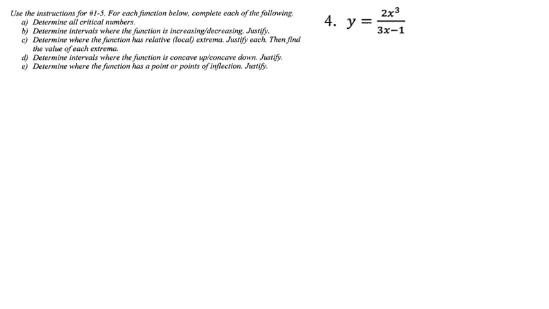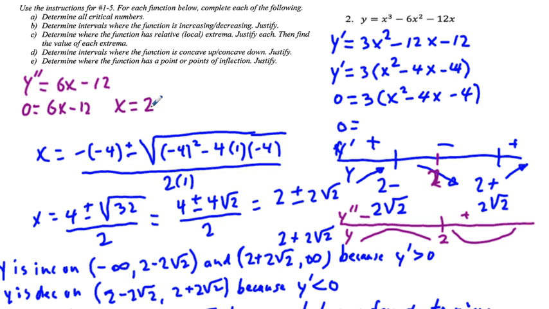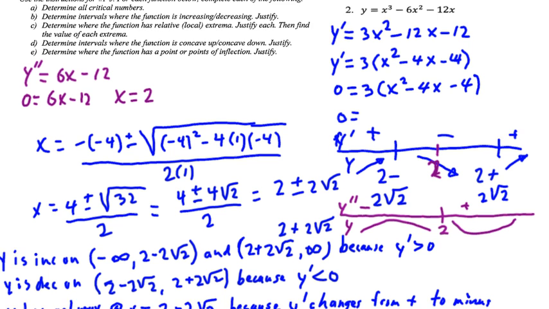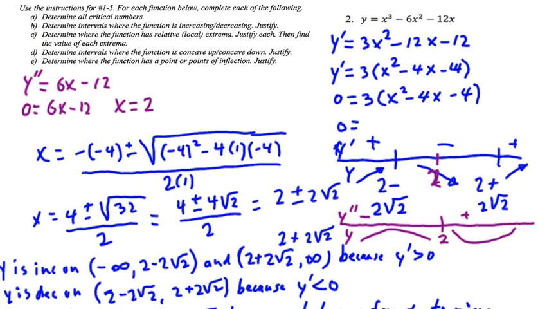Now, one thing I didn't do on this one up here, it says determine, then find the value of each extrema. We did not do that. Okay, to find the value of each extrema, we have to plug the critical numbers in for x up here, and that's how we'd find local extrema. Anyway, this is a homework help video. I hope it has been somewhat helpful to you. Good luck on your other problems there, and thank you for viewing.